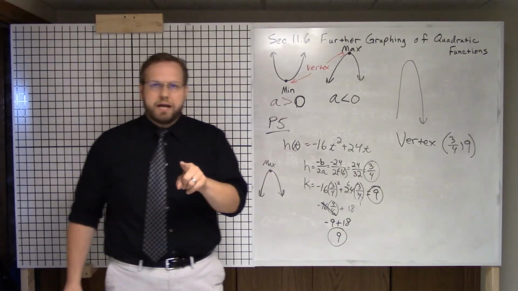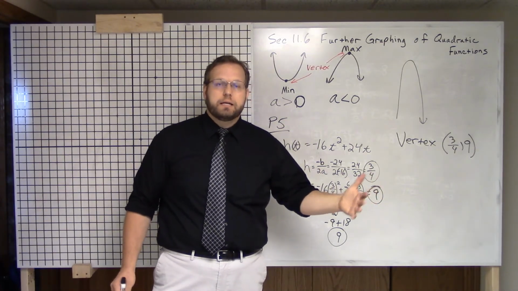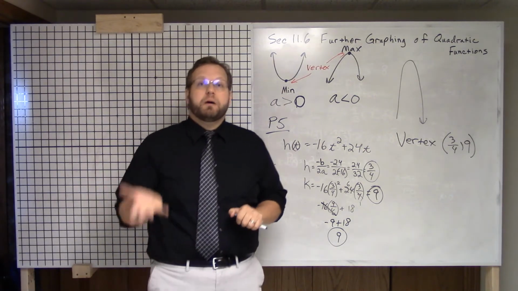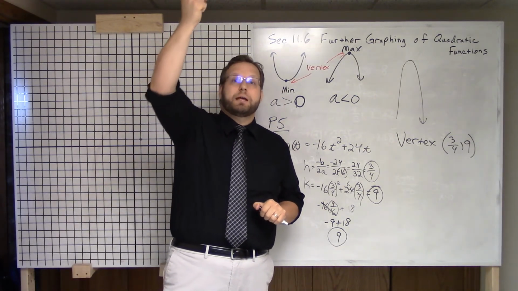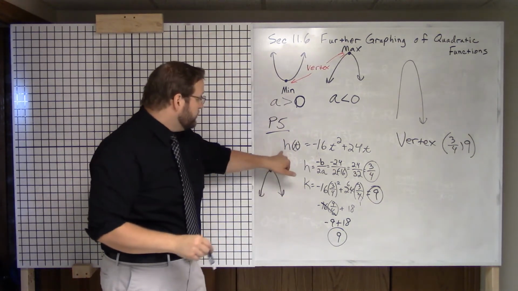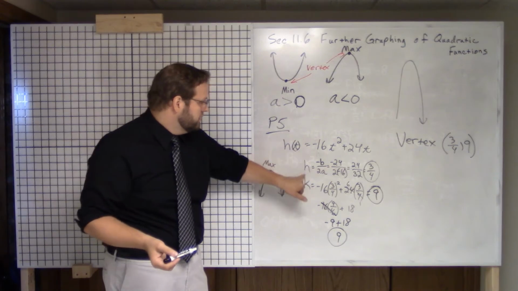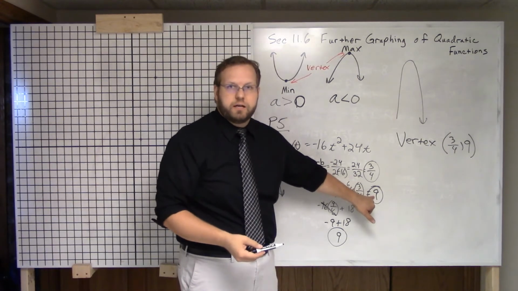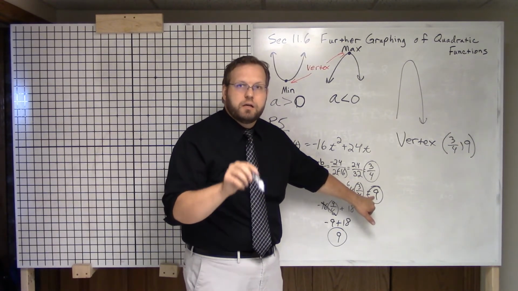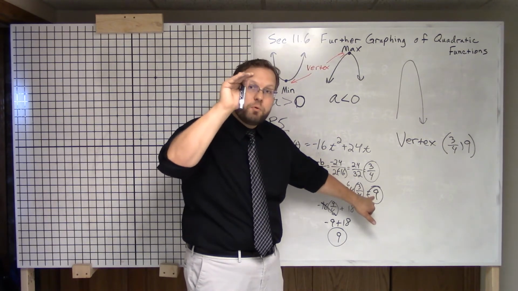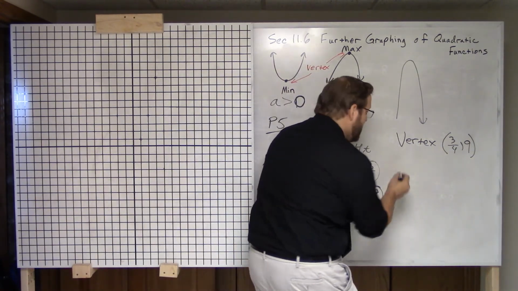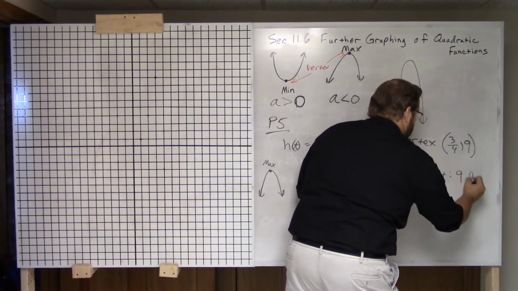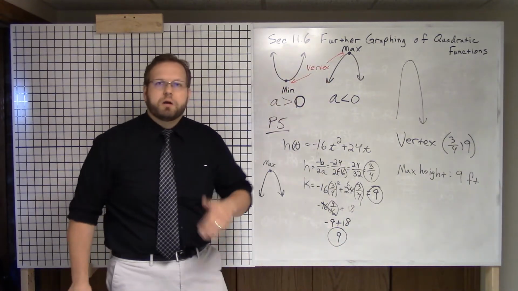Okay? Now we need to interpret that, because they ask us two things. What is the maximum height, and when does that happen? Okay, I throw that ball up. How high does it get? That maximum height is my output, because that's what I'm measuring with this function. My output is my y value, which in this case is k. So this k value, this y coordinate of the vertex, tells me the location of that ball. That is the highest point it reaches. So my maximum height is 9 feet.